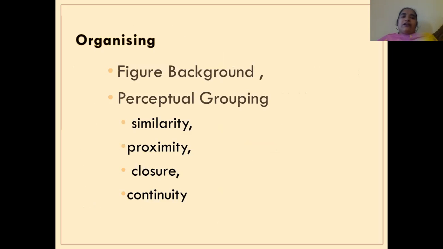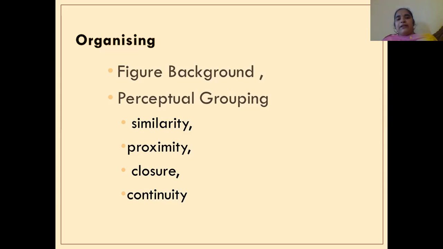Then how do we organize whatever we see? For this, we need figure and background. That means what is in contrast with it, or what is the story behind it, or a small incident moving around that event, transaction or object. We will try to give it a framework in a better way and we remember it in a better way, so that we organize it well. Then we have a concept called perceptual grouping.